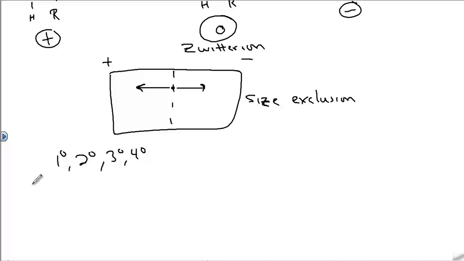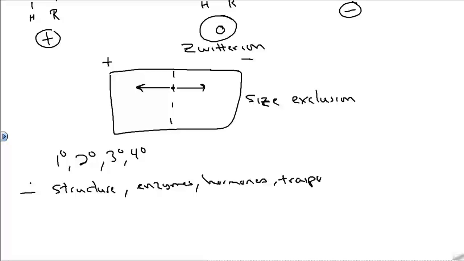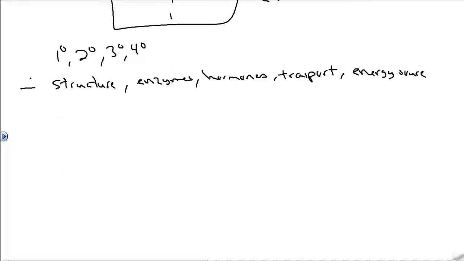And last, you're required to know the major functions of proteins. They include structure, for example, muscle, things like that. They include enzymes. They are the major component of enzymes. They are also involved in some hormone production, transport proteins in cell membranes, and sometimes in rare cases as an energy source. So that takes us through proteins.